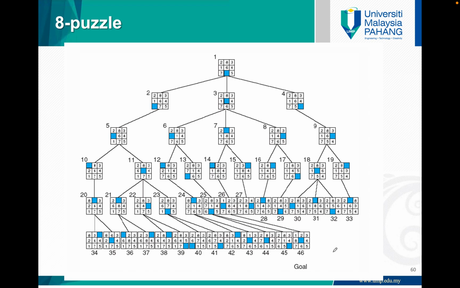So still fail. Now we try the DLS with bound 4. With bound 4, we go from F, G, K, L, O. Now we found the goal state. So the answer is A, B, G, L, O, the sequence for the path.